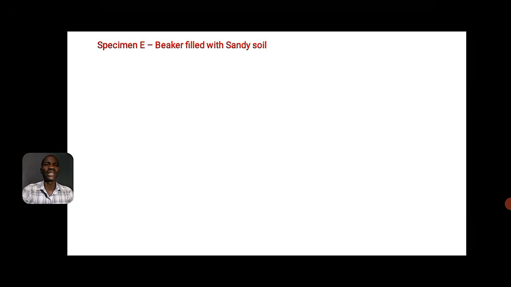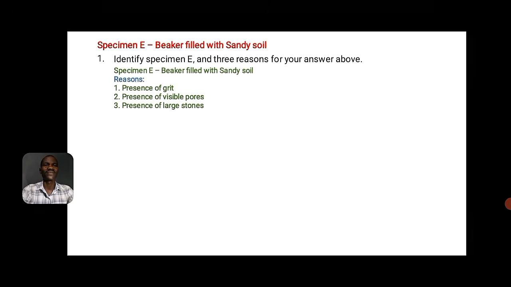So we move on to the next specimen. Specimen E is a beaker filled with sandy soil. Number one, identify specimen E and give three reasons for your answer. Specimen E, a beaker filled with sandy soil. What are the reasons for your answer? Number one is presence of grit. Number two, presence of visible pores. Number three, presence of large stones.